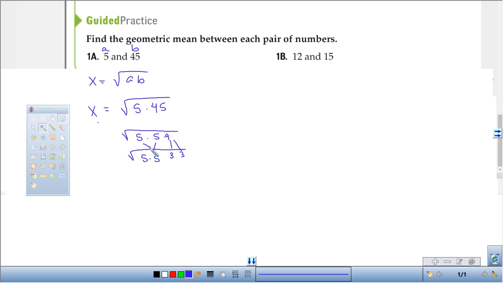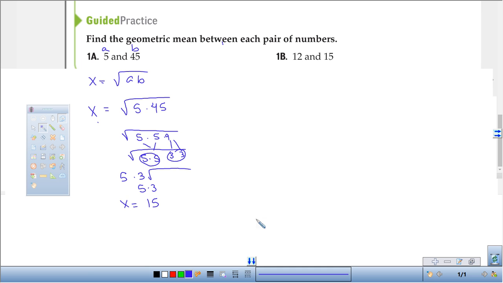So for every pair, for this 2, I can put out a 5. For this 2, I can put out a 3. There was always a pair. Nothing was left under here, so we're going to go with that. 5 times 3, which is what, 15? The geometric mean is 15.